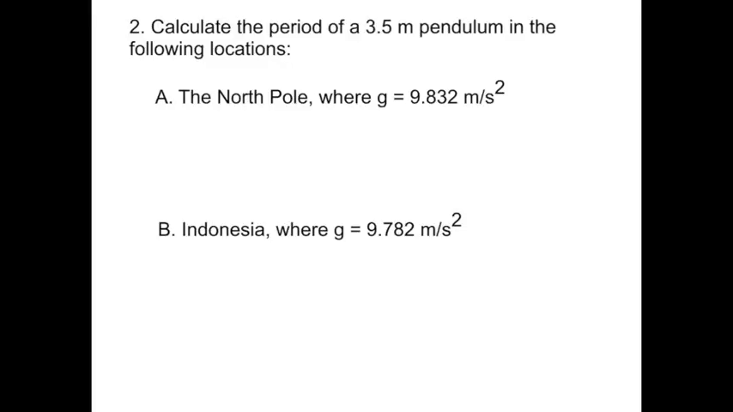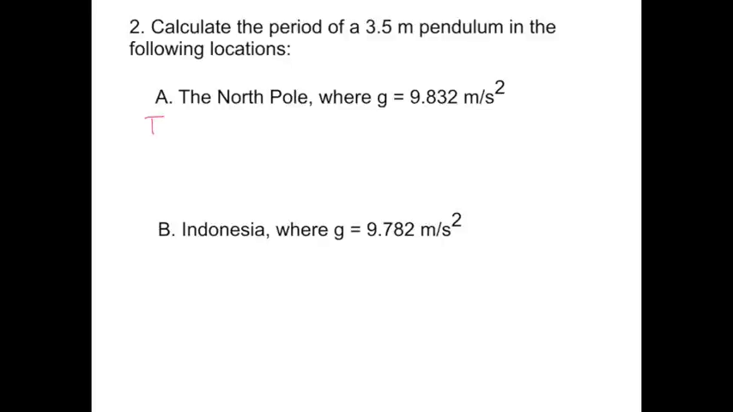Practice number 2. Calculate the period of a 3.5 meter pendulum in the following locations. A, the North Pole, where g is equal to about 9.832 meters per second squared. In this case, they're changing the variable of free fall acceleration, or g, which is slightly different at different locations on Earth. And we're solving for the period.